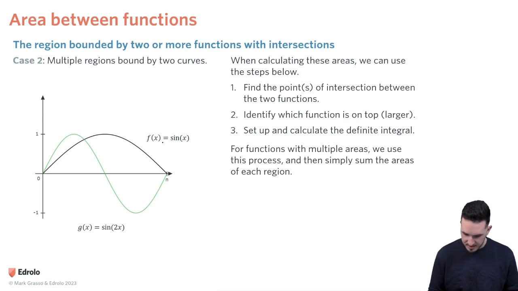So for example, in this case, we've got f of x equals sine x and g of x equals sine 2x. If we were to find the area bound by these two curves, so this is A1, and then I'm going to call this large area A2. So the total area is equal to A1 plus A2.